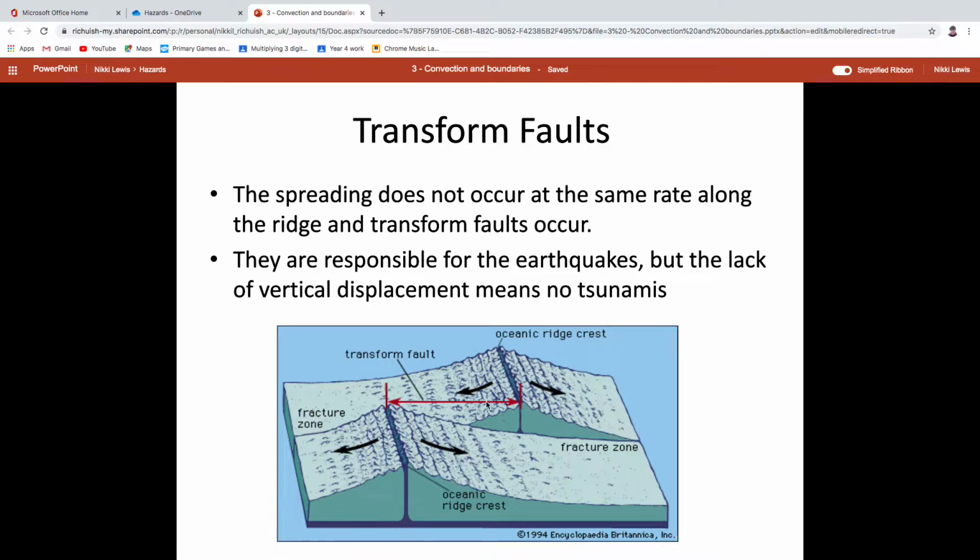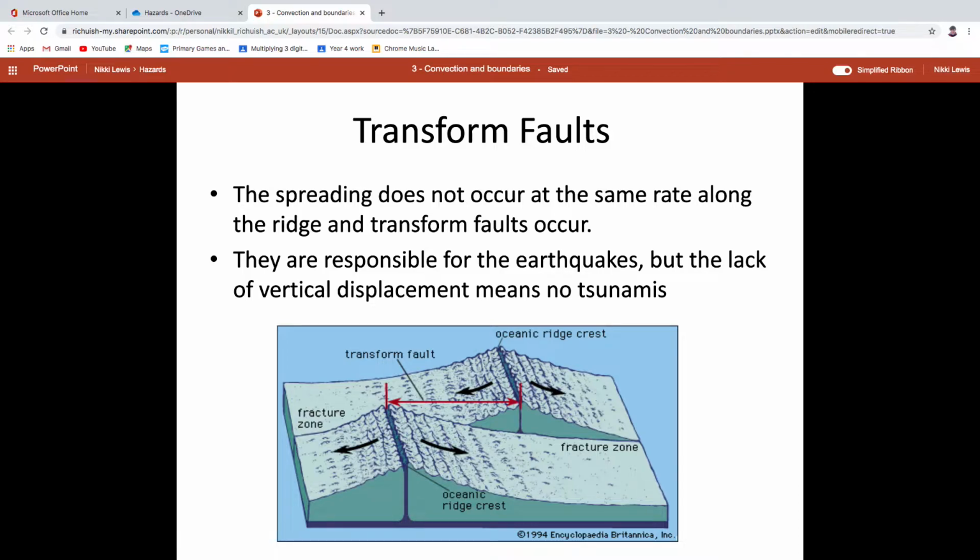So what you're going to get between here and here is friction. In fact, each one of these is like a mini conservative margin or a mini San Andreas fault, if you know more about the San Andreas. Because what's happening is you've got two bits of crust moving past each other. That's going to give you the build-up of friction, and that could always potentially give you an earthquake.